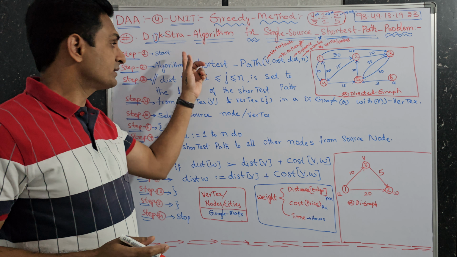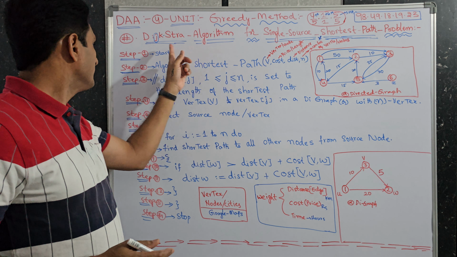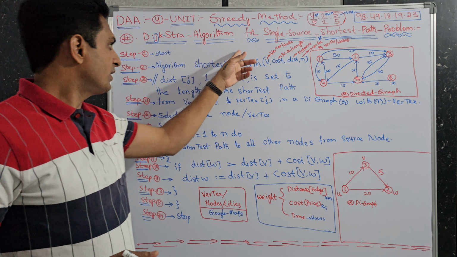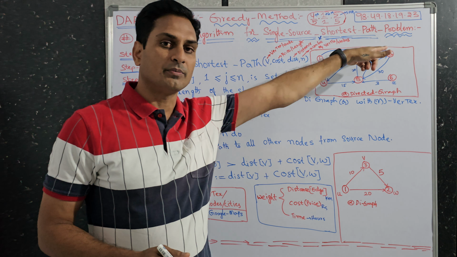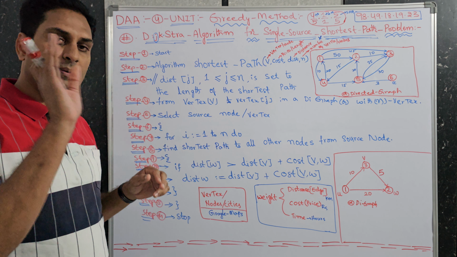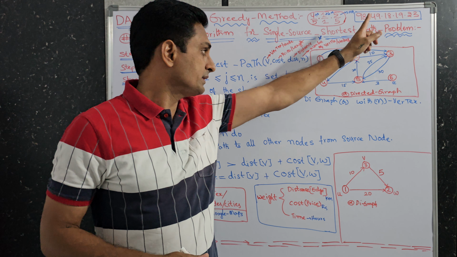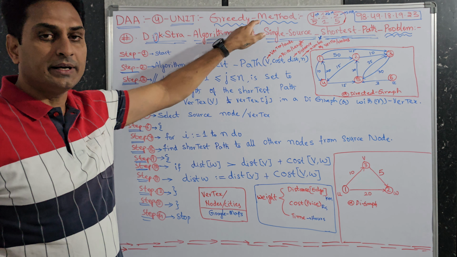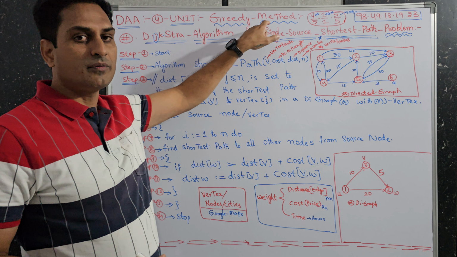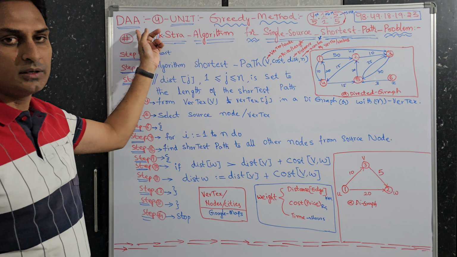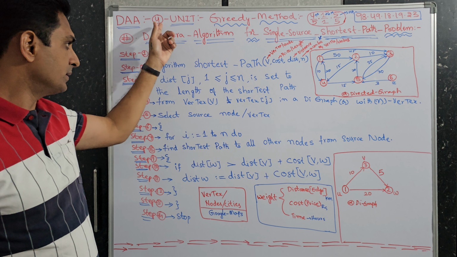Today we are going to discuss Dijkstra algorithm. Here the J is silent. Dijkstra is the scientist's name for the single source shortest path problem. This is the extension of my previous video on the single source shortest path problem. This is a topic from the 4th unit, greedy method. Greedy method is one of the techniques to design algorithms from the subject Design and Analysis of Algorithms.